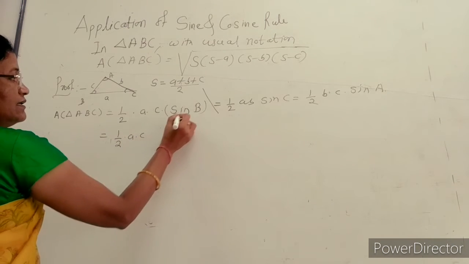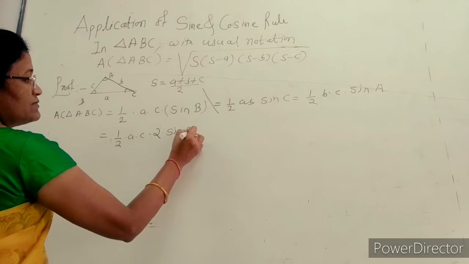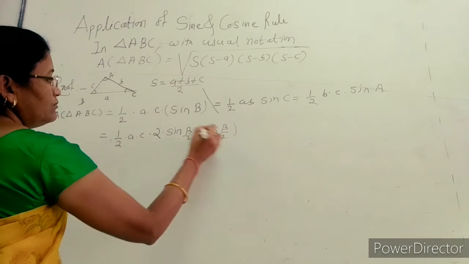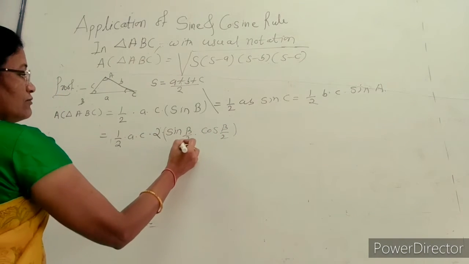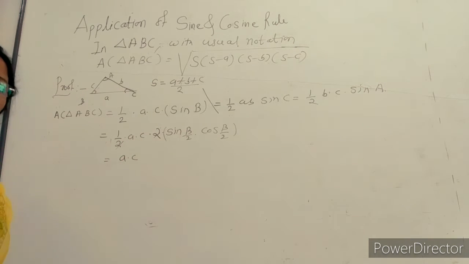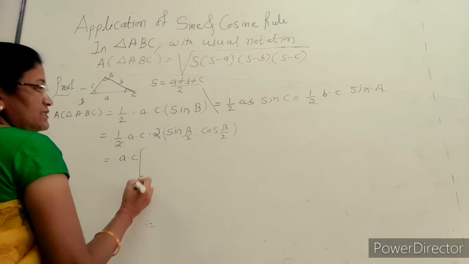We find sin B by the half angle formula. sin B is equal to 2 times sin(B/2) cos(B/2). Now we proved this result already. What is sin(B/2)? These two cancel out with these two. Here take only the multiplication of a into c. So how do you find sin(B/2)?